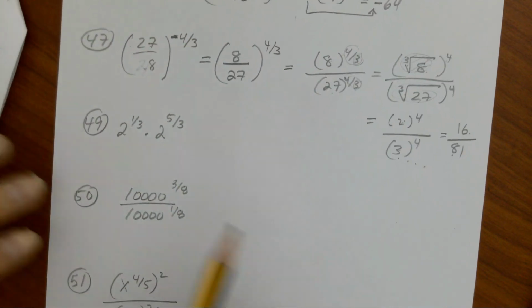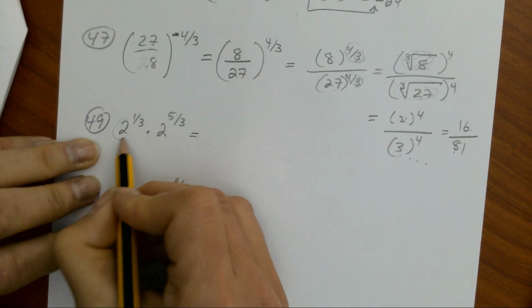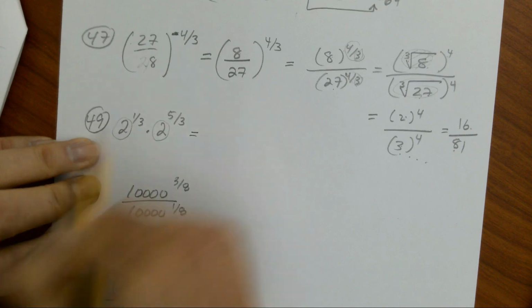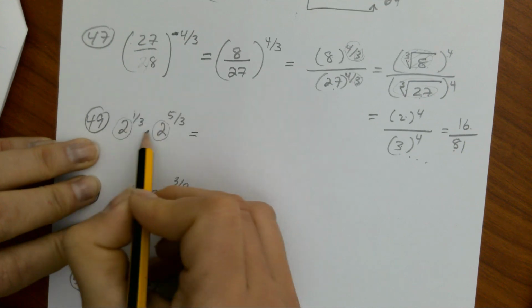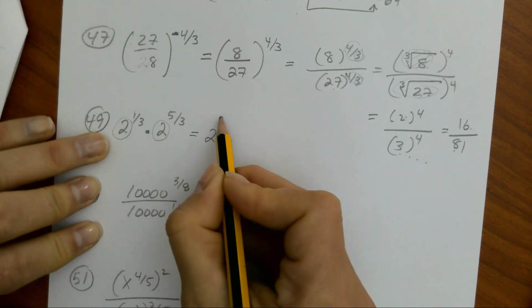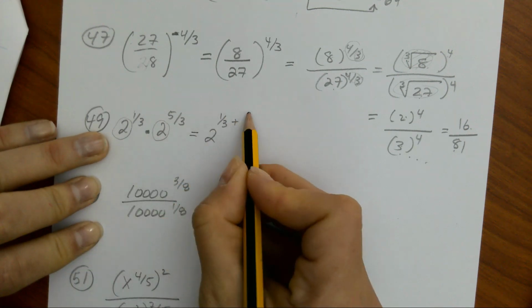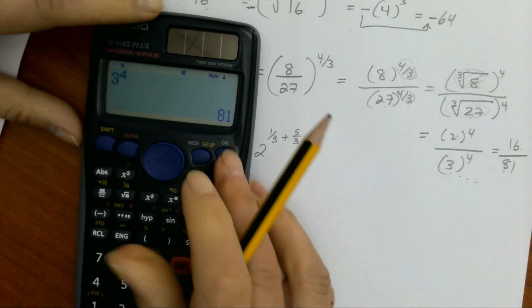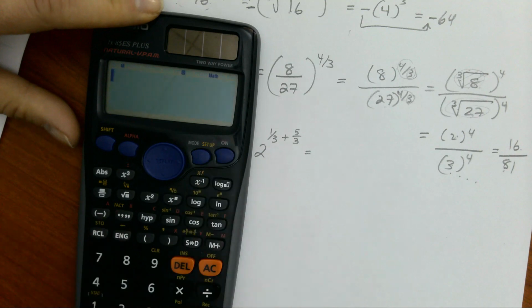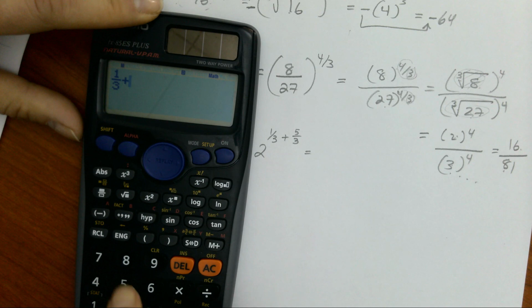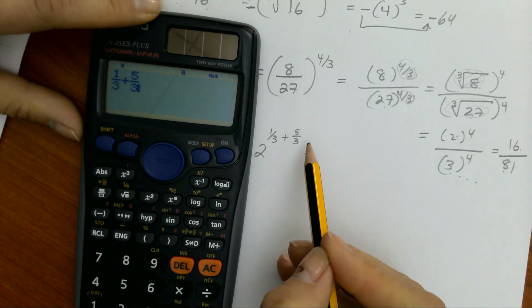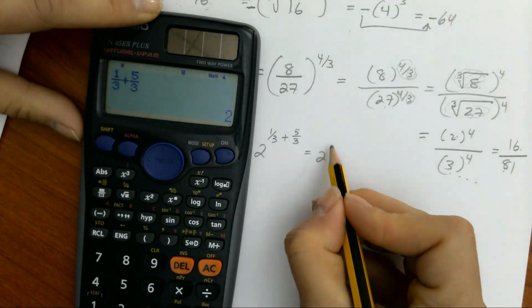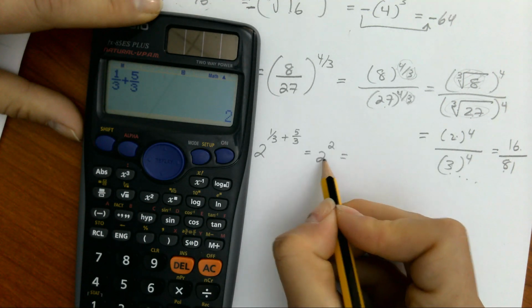Okay. So whenever you have the base the same, we can add the exponents if they're multiplying. So I'm just going to go 1/3 plus 5/3. Because we have this beautiful calculator, and I know you're using your calculator, not your mobile, you can do your fractions here. So I'm just adding my exponents. Oh, that's 2, so it's really 2 to the 2. 2 to the 2 is 2 times 2, which is 4.